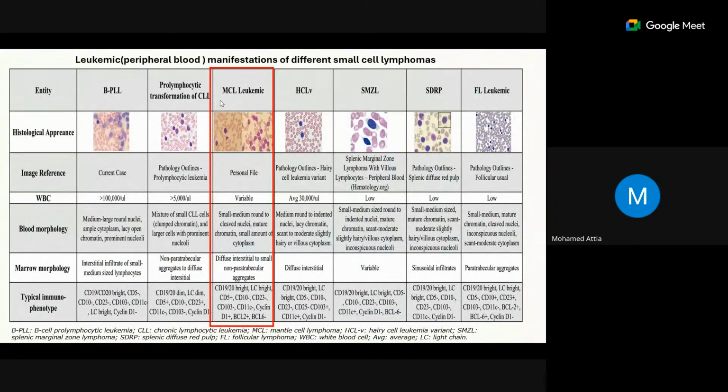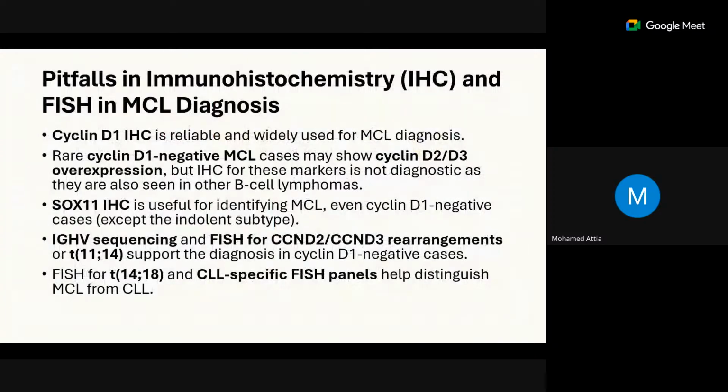And the MCL leukemic phase, as we have said, the white blood cell count is usually between 10 and 30, and it shows diffuse interstitial to nodular trabecular aggregates in the marrow, and it is usually an indolent form. And we have said that it is CD5 positive, CD23 and CD10 negative, CD103 negative because it is not hairy cell leukemia, and of course Cyclin D1 and BCL2 positive. BCL6 is negative because it is not follicular, it is from outside the follicle.